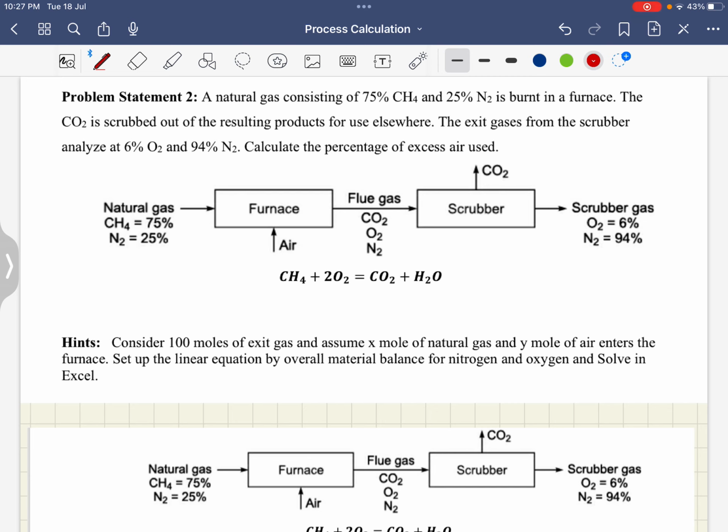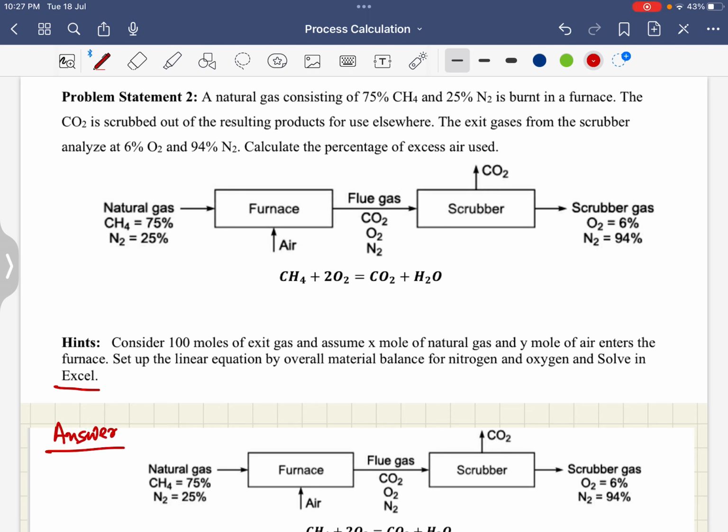Now a hint is given: consider 100 moles of exit gas and assume x moles of natural gas and y moles of air entered the furnace. Set up the linear equations by overall material balance for nitrogen and oxygen and solve in Excel. Okay, so here I'll solve by hand, not Excel, so we can do that, no issue. Now I'm solving the problem.